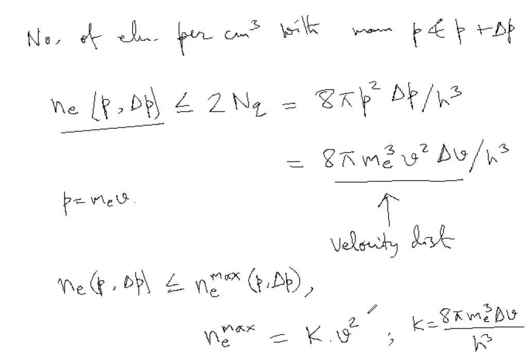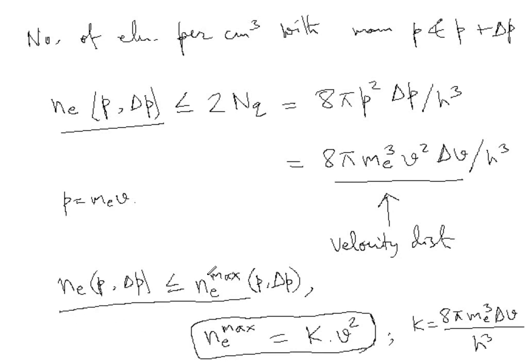Now let me write it down clearly. Yes, so basically we are getting this result. Number of electrons must be less than Ne max, which is proportional to V square. So what does it mean?